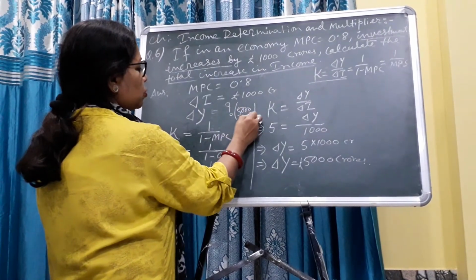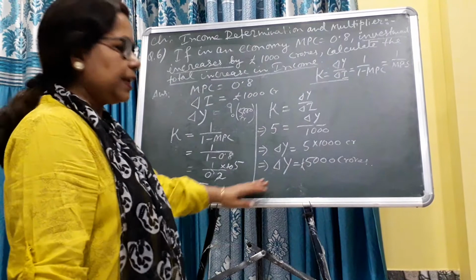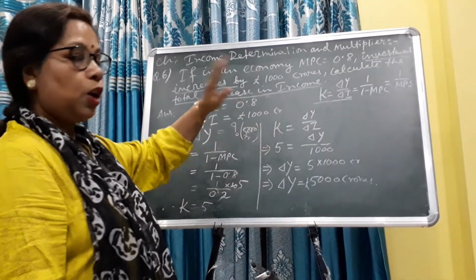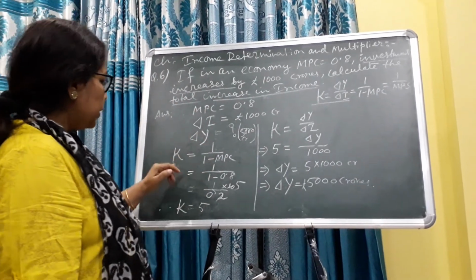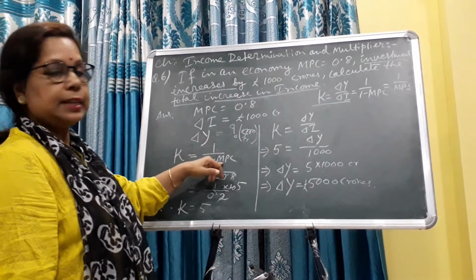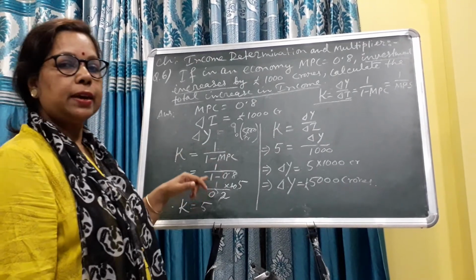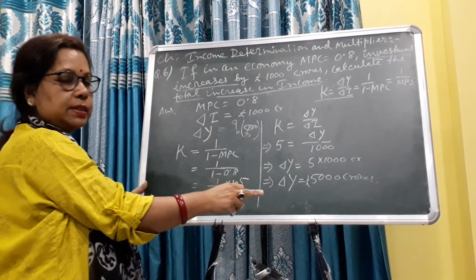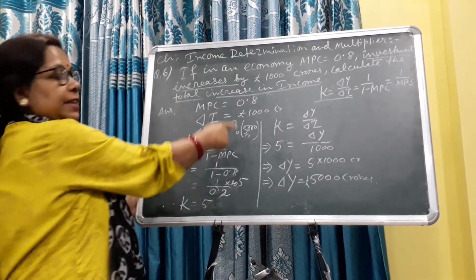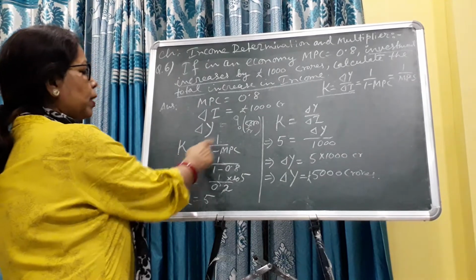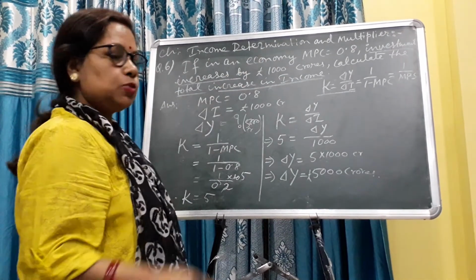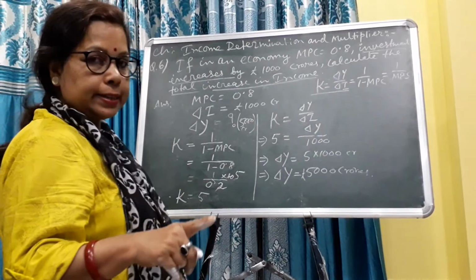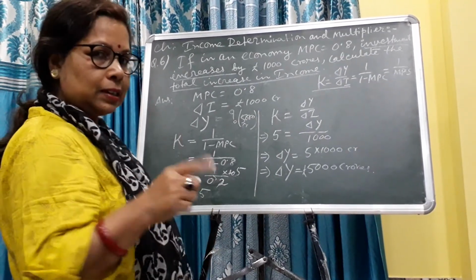5000 crores. So this is another type of numerical. Investment multiplier value is always calculated by K equal to 1 by 1 minus MPC or 1 by MPS. Here MPC is given, so I have written 1 by 1 minus MPC. If the value of MPS is given, you write K equal 1 by MPS. In this way you have to calculate the multiplier. Now next I am going to write another type of numerical.